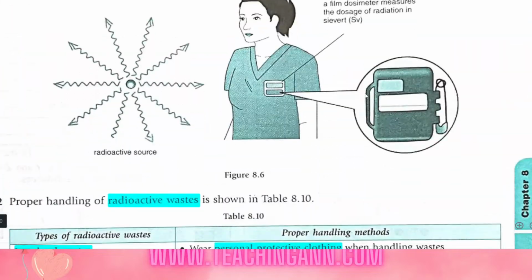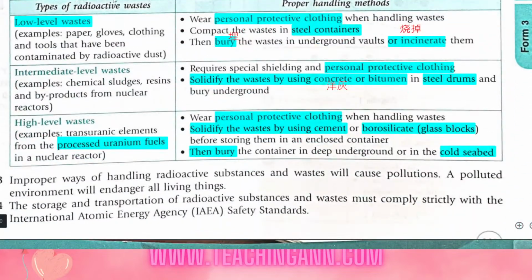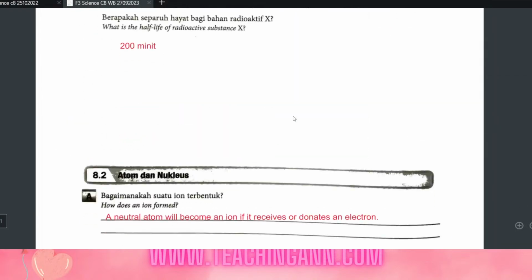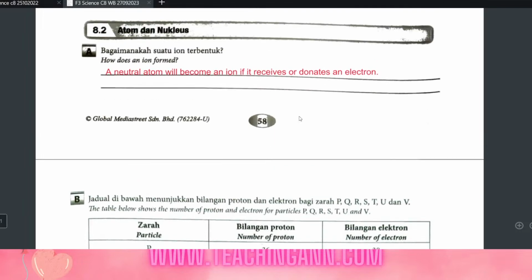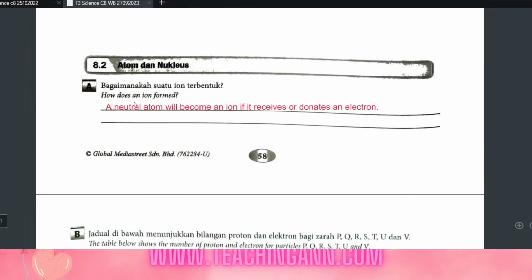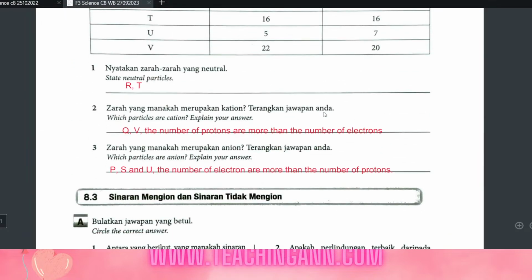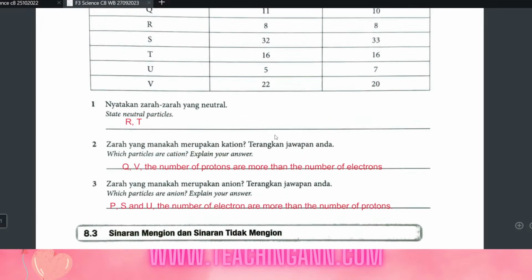Now, this part should I go in? Looks like very long. Okay, let's go to the worksheet first. Now, question number 1. How does an ion form? This one you all know already. All the answers are also given to you already, happy lah you.